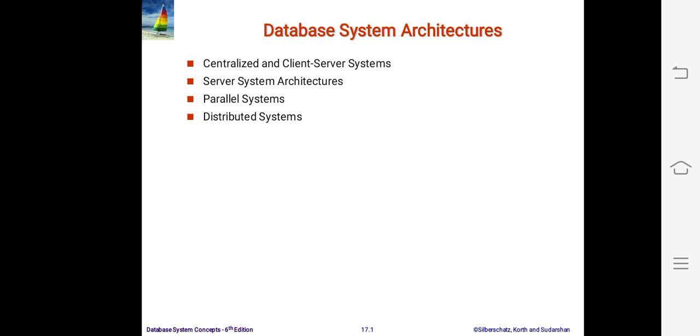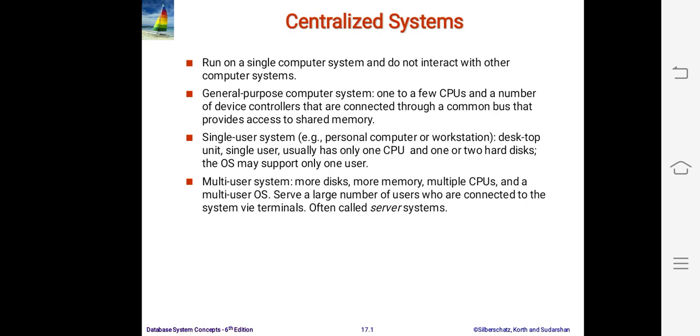So there are different types of database system architectures, like centralized and client server systems, server system architectures, parallel systems and distributed systems. These are the types of architectures, or the structures in which a database system works, or in which a database system interacts with the front end. So first is the centralized system.